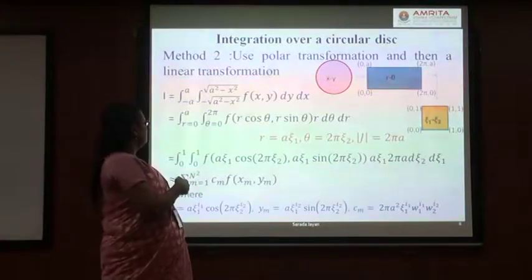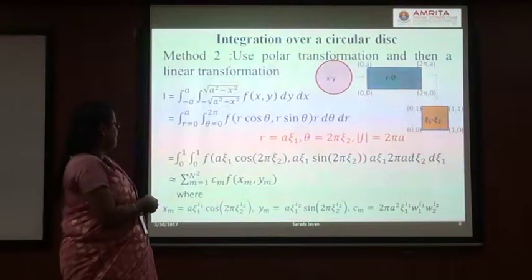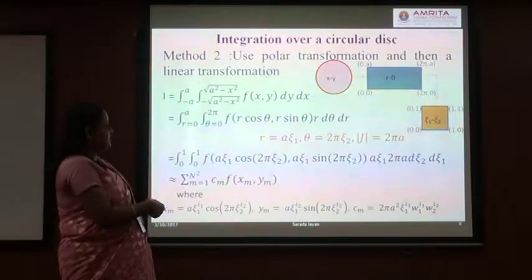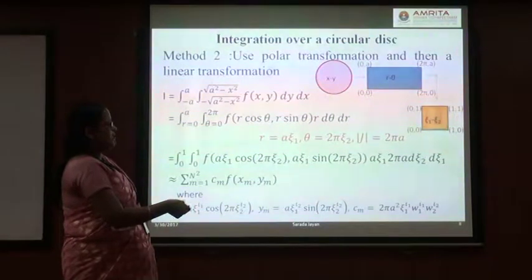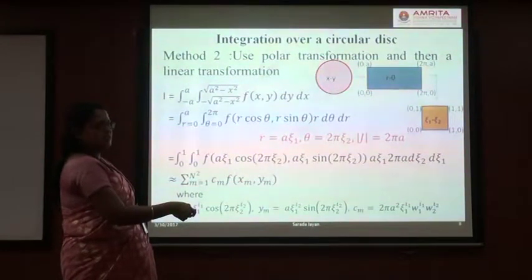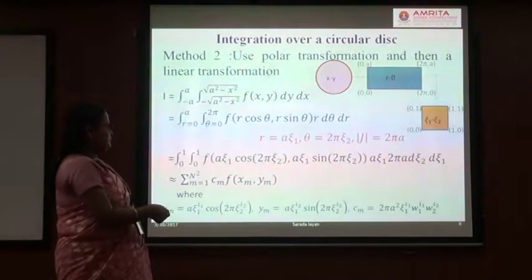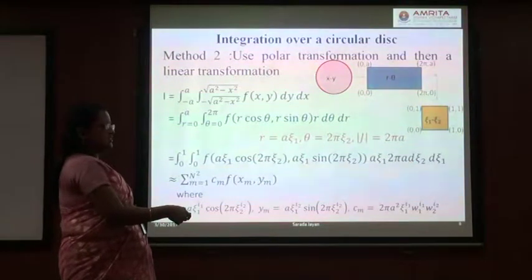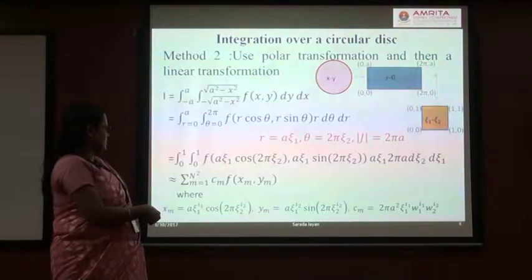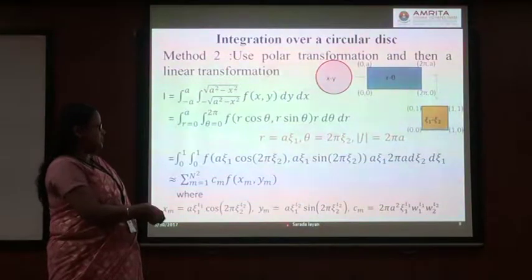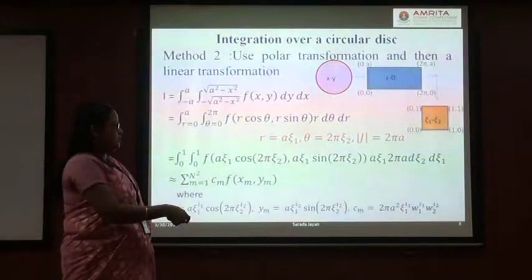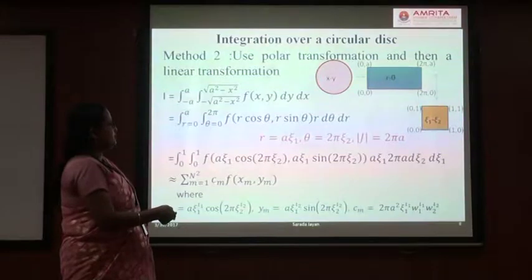R is a xi1, theta is 2 pi xi2, which gives us a Jacobian of 2 pi into a. So the integration formula now becomes the integral 0 to 1, 0 to 1 with this as your function, and the Jacobian term which you get will be this, d xi2, d xi1. Here we combine this whole thing as xm, this whole thing as ym, and the remaining terms as cm, which is the weight. Thus we get the quadrature points xm, ym and the weight cm using this formula.